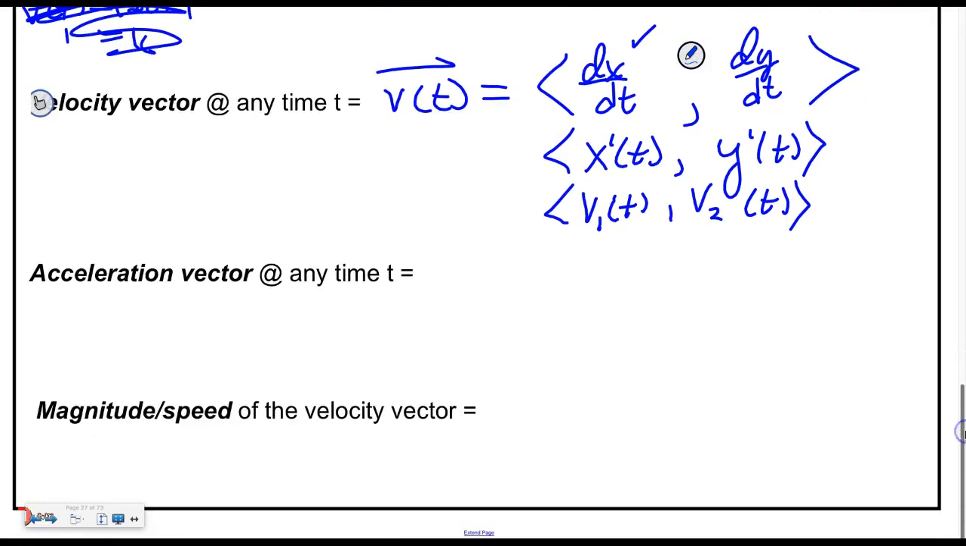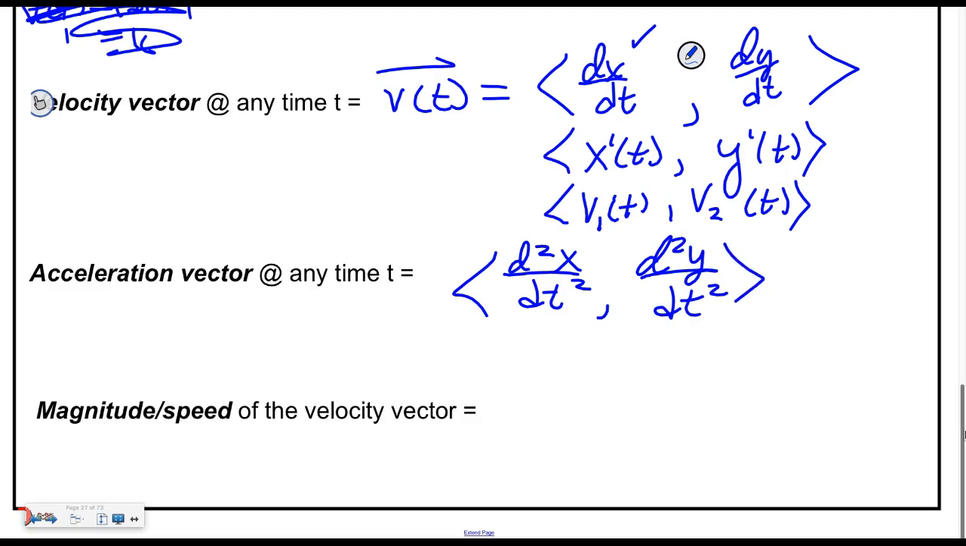So likewise, guess what we say the acceleration vector is? Second derivative of the position. Let's write it like that. So you could say d squared x/dt squared, d squared y/dt squared. Second derivative of position, you might see it as x double prime, y double prime, or you might see it as v prime of the first velocity component and v prime of the second, but you'll just take the derivative again, like you always have. And it's a vector as well.